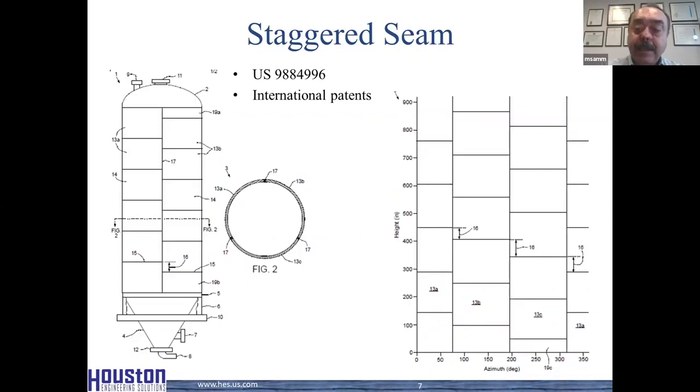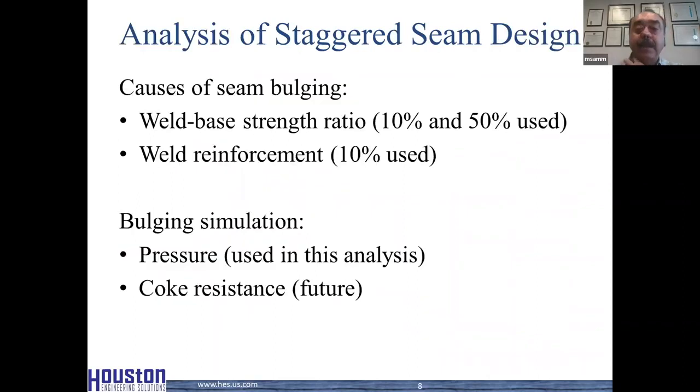What that does is it minimizes the effectiveness or the severity of the restraining that a circ weld does to the drum. Referring to the constrained balloon description, or the type of bulging that was acknowledged from the 1950s, by staggering these welds, we don't have a continuous restraint or a continuous belt on the coke drum. So the restraining is not uniform. So how does this staggered seam design change bulging patterns?